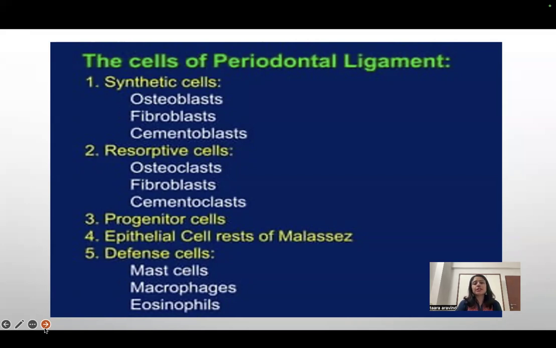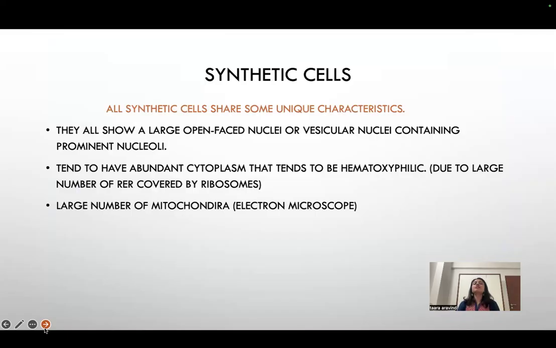The cells of the periodontal ligament include synthetic cells, resorptive cells, progenitor cells, epithelial cell rests of Malassez, and defense cells. Synthetic cells include osteoblasts, fibroblasts, and cementoblasts. All synthetic cells share some unique characteristics. They all show large open-face, vesicular nuclei containing prominent nucleoli. They tend to have abundant cytoplasm that tends to be basophilic due to a large number of rough endoplasmic reticulum covered by ribosomes, and they have a large number of mitochondria.